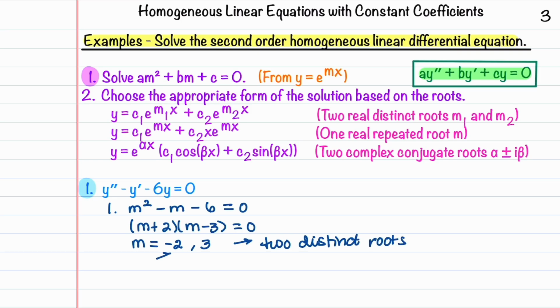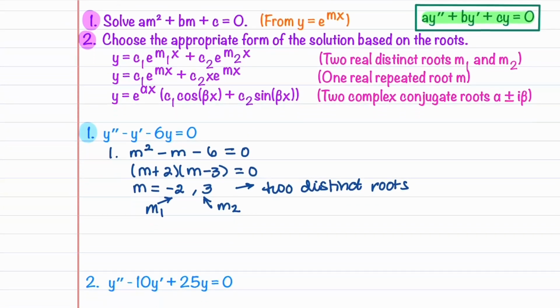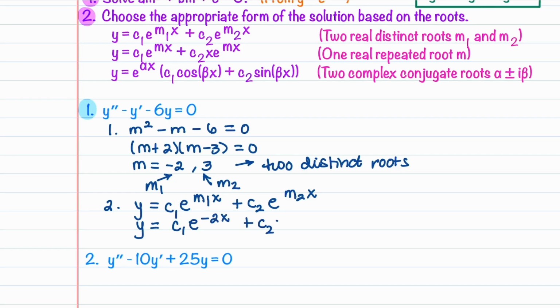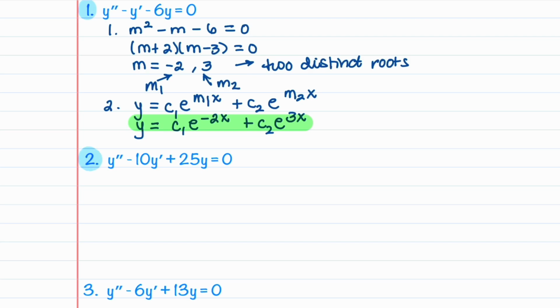And let's call these roots m1 and m2. The general form for our solution is going to look like y is equal to c1e to the m1x plus c2e to the m2x. Our solution then is y is equal to c1e to the minus 2x plus c2e to the 3x. And that's all there is to it. Let's now look at our second example.